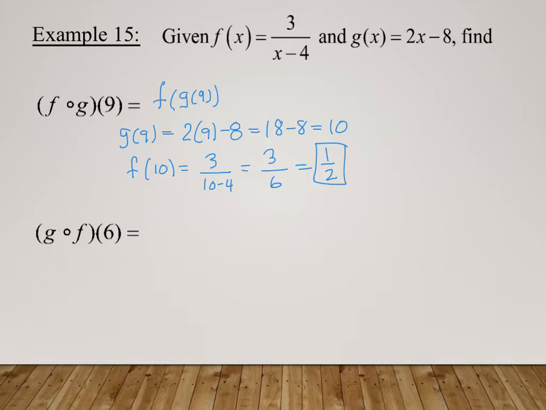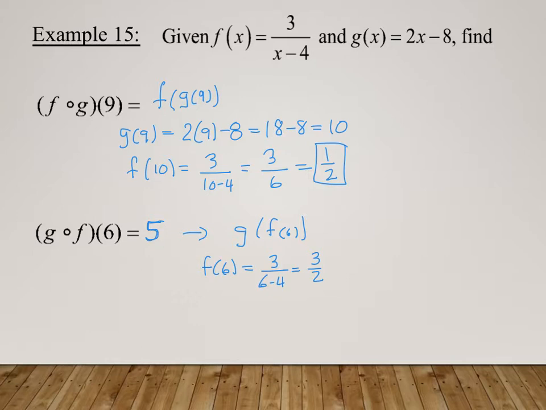So in this problem, the answer should have been 5. And if you didn't get that answer, we'll show you why. So the first step is, I know I want g of f of 6, right? So I'm going to evaluate f of 6 first. And that's just going to be 3 over 6 minus 4, which is 3/2, right?